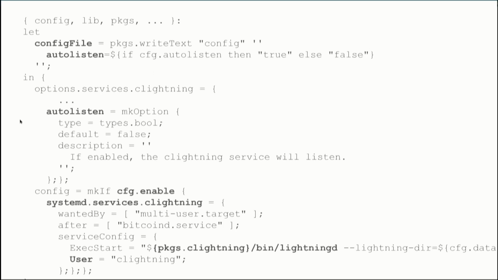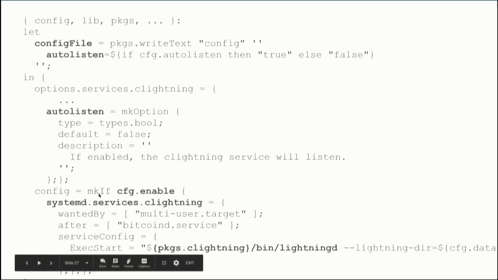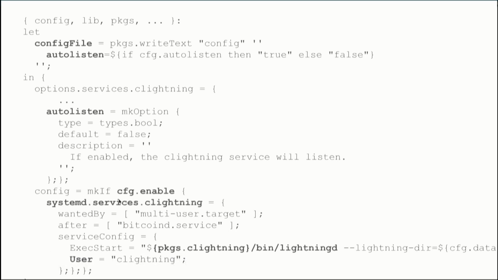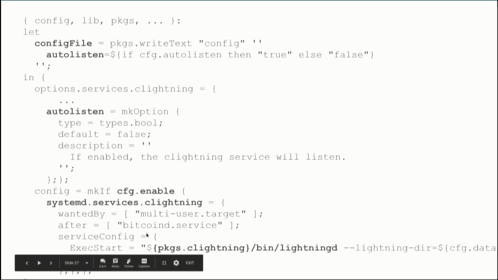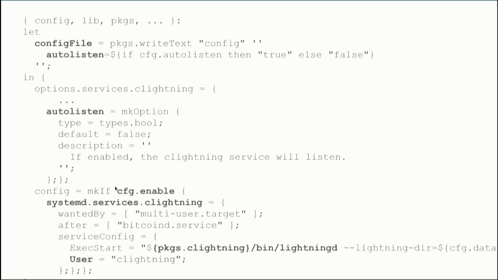Then you need to define the option here. So you say autolisten is an option. It's a boolean, by default it's false, and you add a little description. And at the bottom, this basically says that if C-Lightning is enabled, then you register a C-Lightning service. It's spawned after bitcoind. It's spawned like this, and you run it as a user clightning.